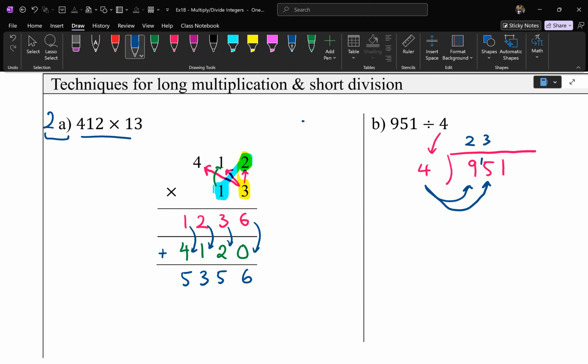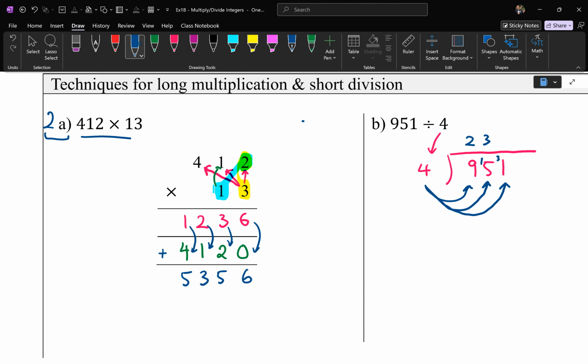3. So 3 times 4 is 12. So what's the remainder here? Let's go with Attila. 3, very good. So we carry the 3 across. It's not 1 now, it's 31. And your last one is, how many 4s fit into 31? Can I please have Adele?